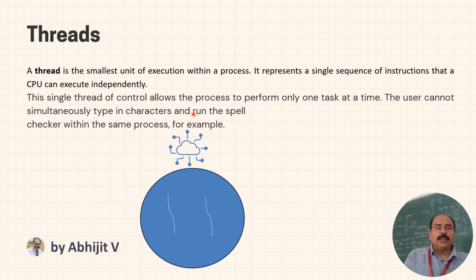A single thread of control allows the process to perform only one task at a time. The user cannot simultaneously type characters and run the spell checker. For example, you have software which is going to check the spellings. Only after you have typed can the spelling be checked, right? Otherwise, you get a lot of errors. Is that clear for you?